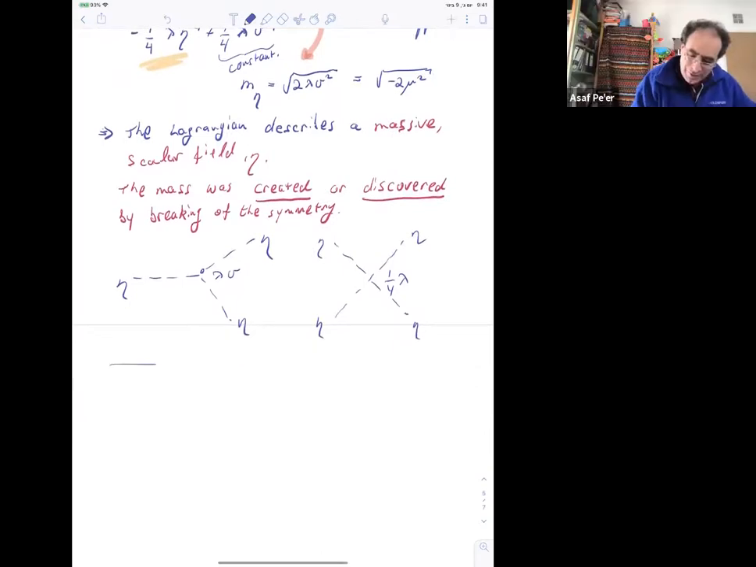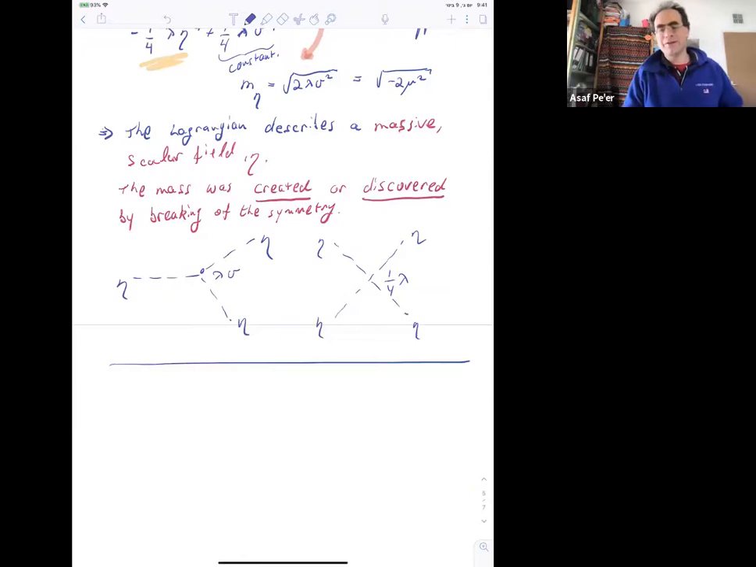So the next thing I'm going to do is a global symmetry breaking of a complex scalar field. So I told you that we're going to have several steps until we get to the real standard model.